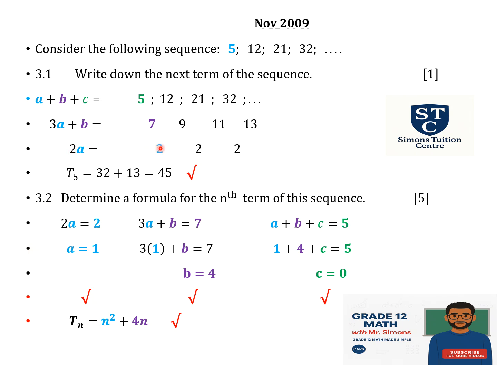Right, 3.2 again, determine a formula for the nth term of the sequence. So 2a equals 2, 3a plus b equals 7, a plus b plus c equals 5. So I hope you pick up I'm using the same formula over and over.